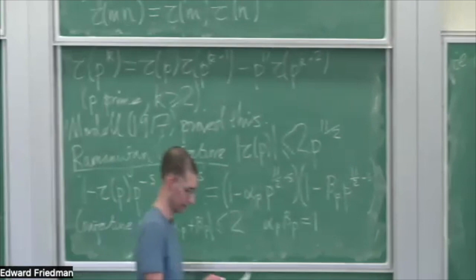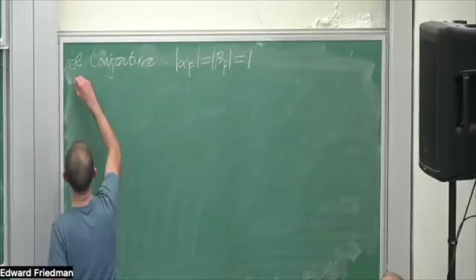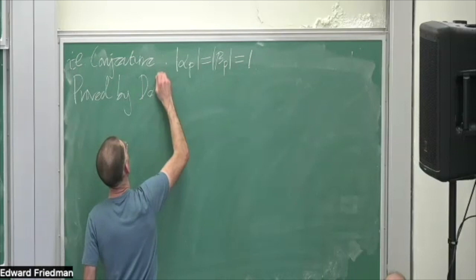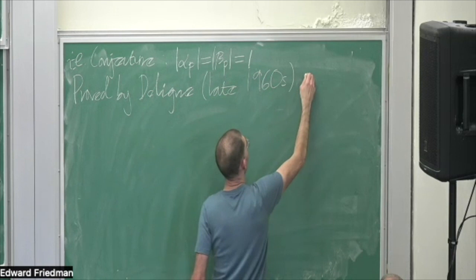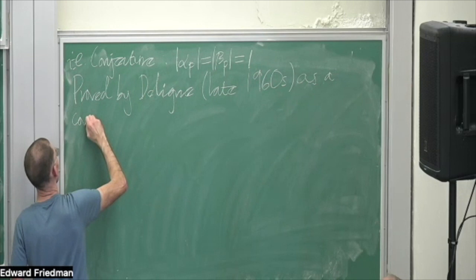And of course he was able to check this conjecture for a lot of primes. Yeah, so this conjecture is also known. This was proved by Deligne, I'm not quite sure when, I don't know my dates, but from the late 1960s and early 1970s. And as a consequence, it was part of his proof of the Weil conjectures, alongside his proof of the basic theorem.